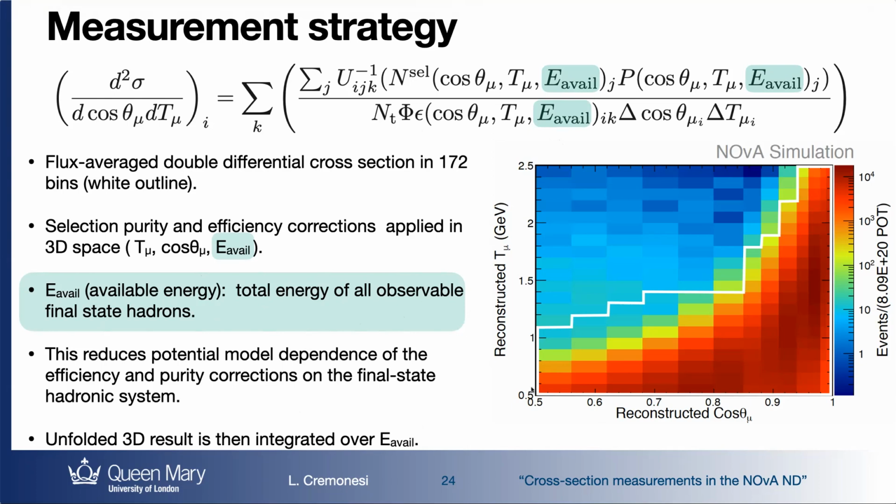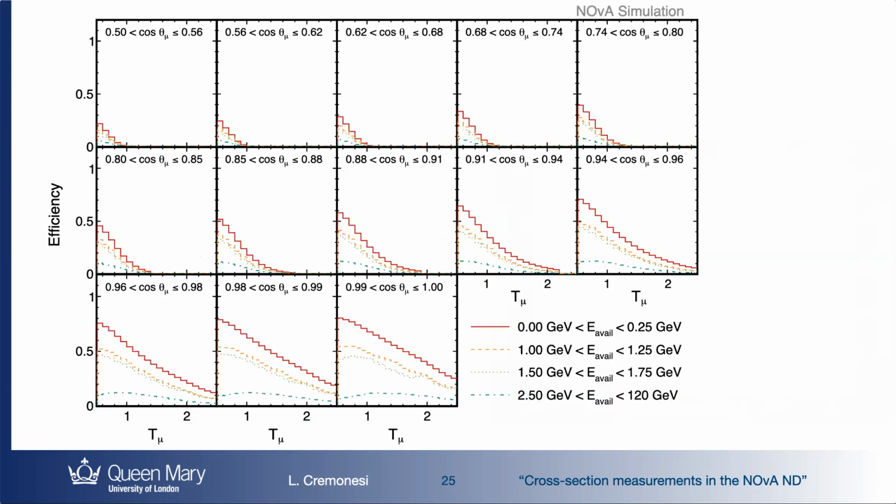So you're probably wondering why you're doing this. You know, it's not something you're reporting. So why are you correcting the purity and the efficiency in this third dimension? And the reason is because we can see a dependence of this efficiency and purity on this third dimension.